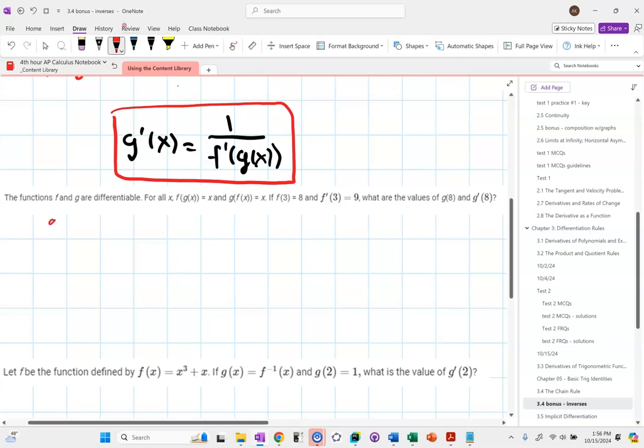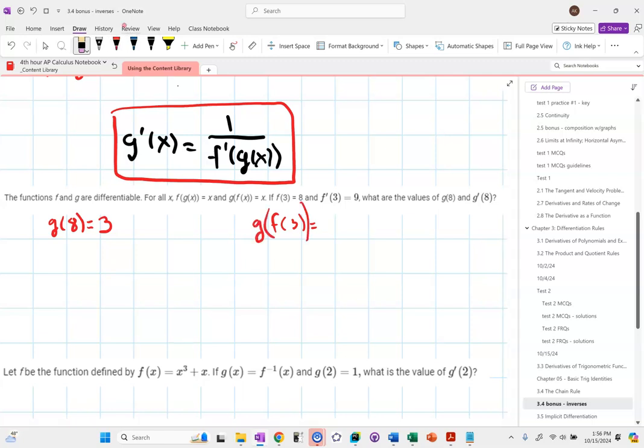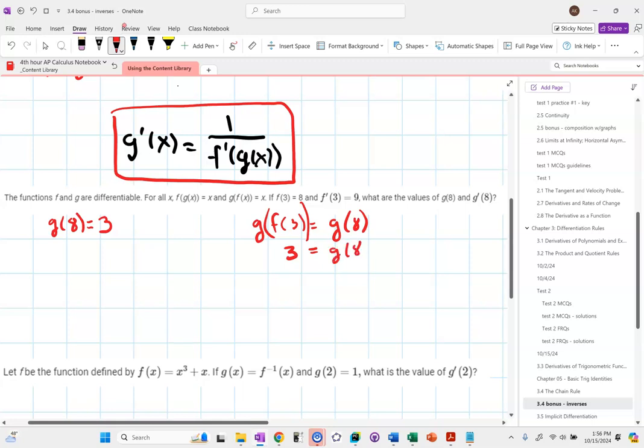Well, one of these is really simple, right? What's g of 8 have to be? It has to be 3, right? Because if I just take this and I do g of both sides, I know that f and g are inverses, so they just kind of cancel each other out. So g of 8 is 3, right? Everybody feel good on that one?